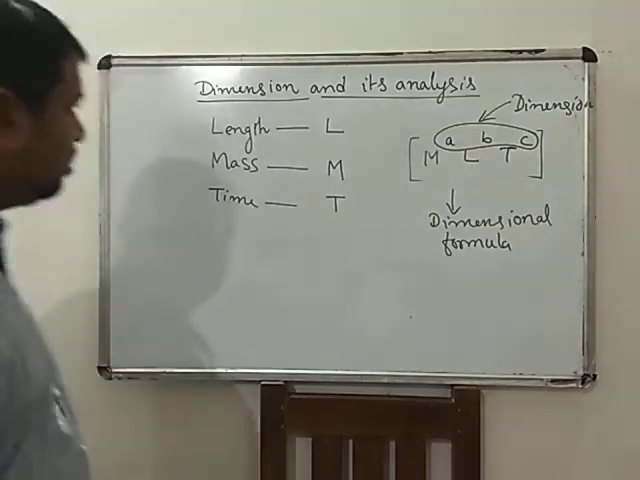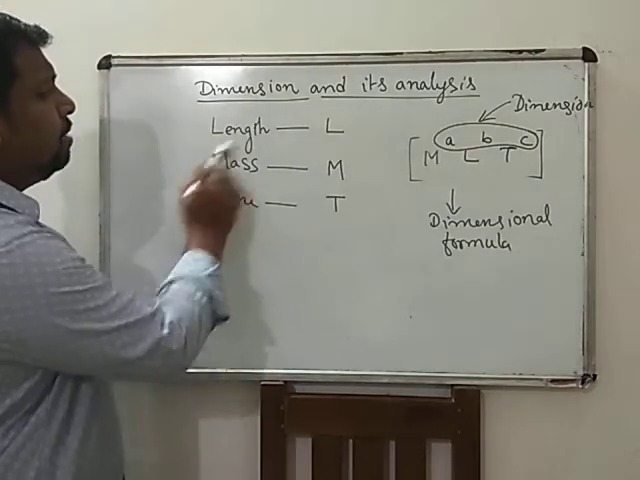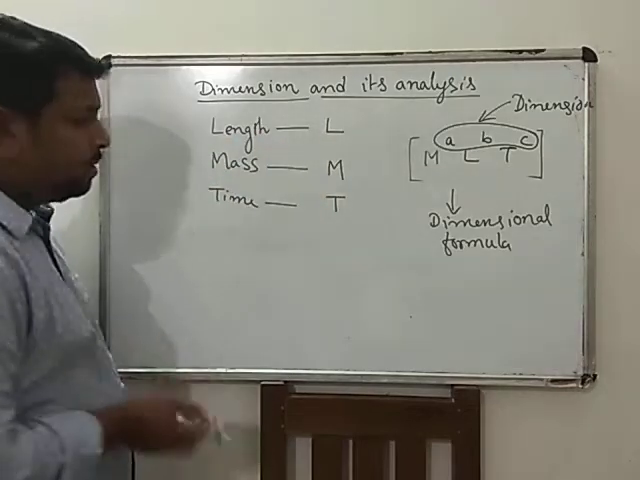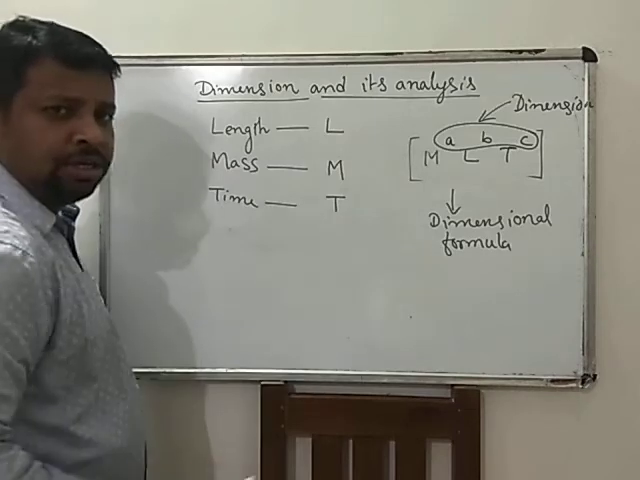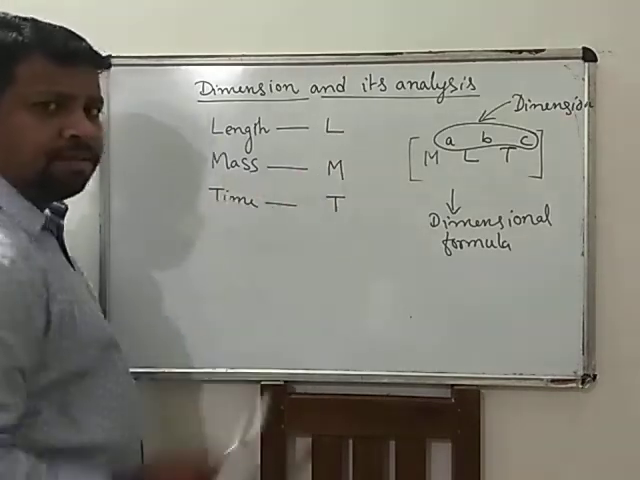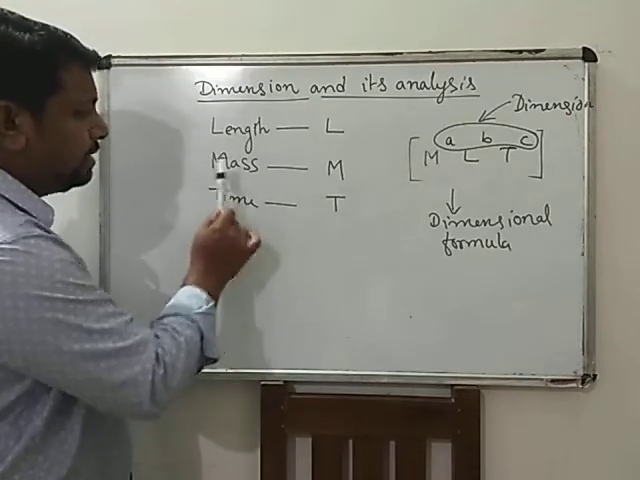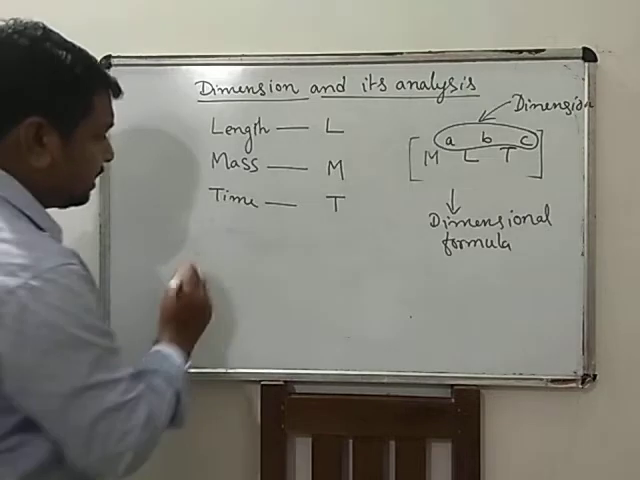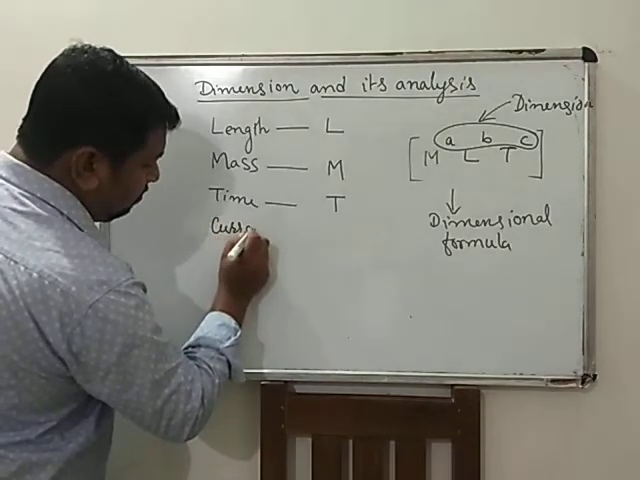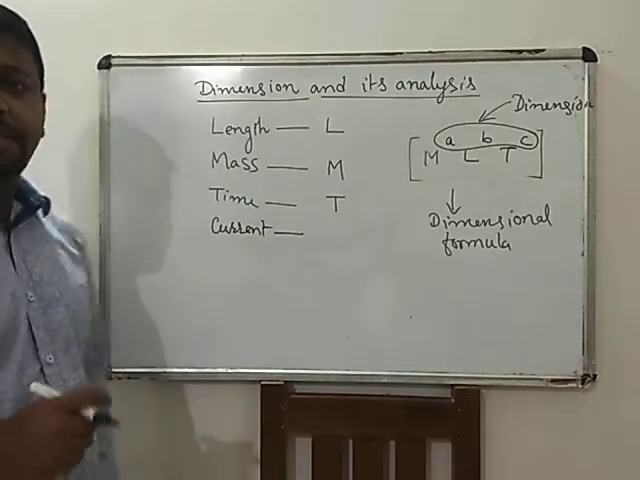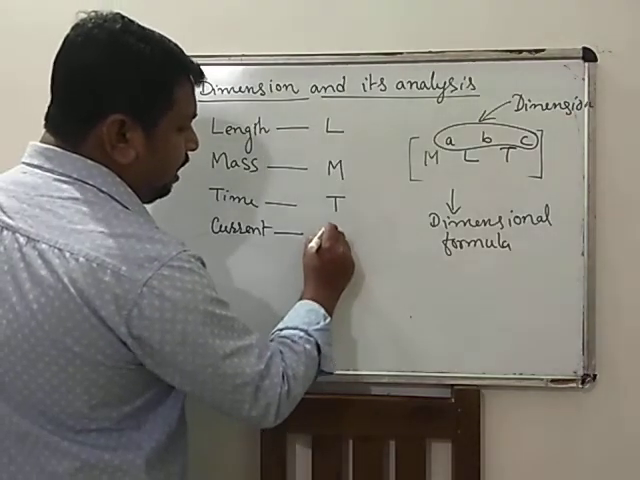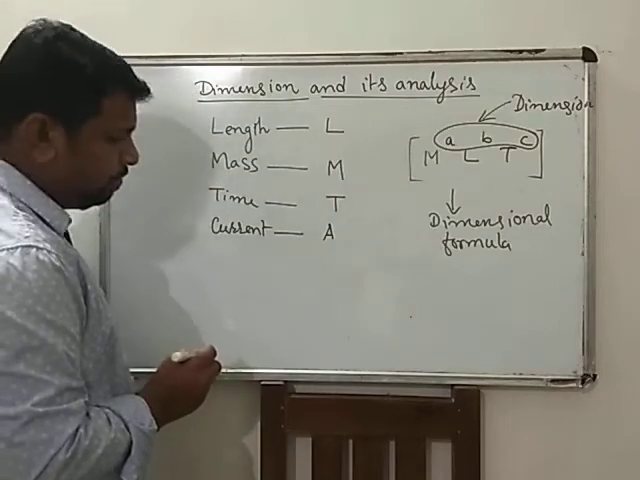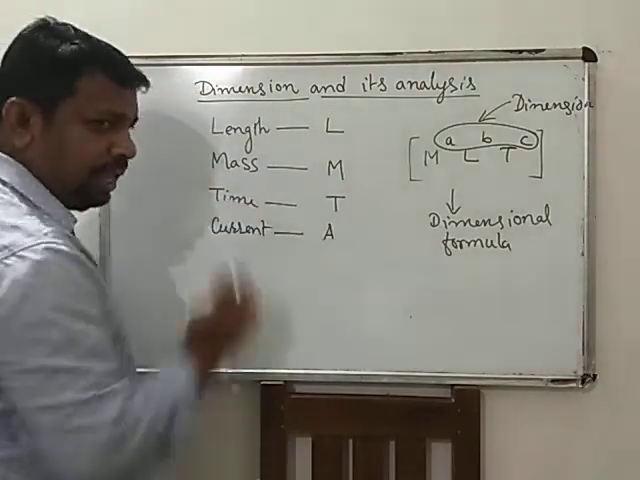So here you see, length can be represented by L, mass can be represented by M and time can be represented by T. So L, M, T are the dimensional formulas of length, mass and time. Next, current. The unit of current is ampere, so it is represented by A. So the dimensional formula of current is A.